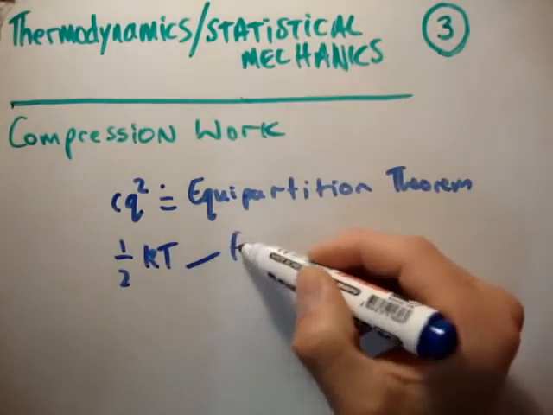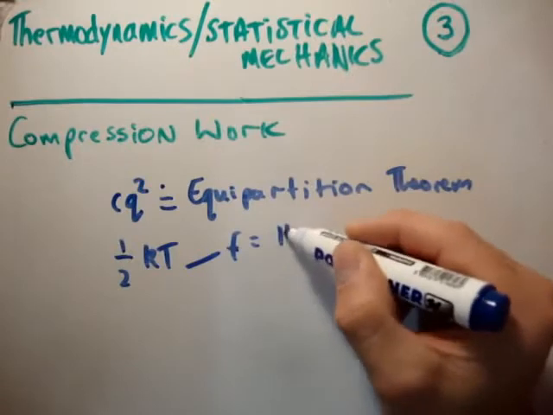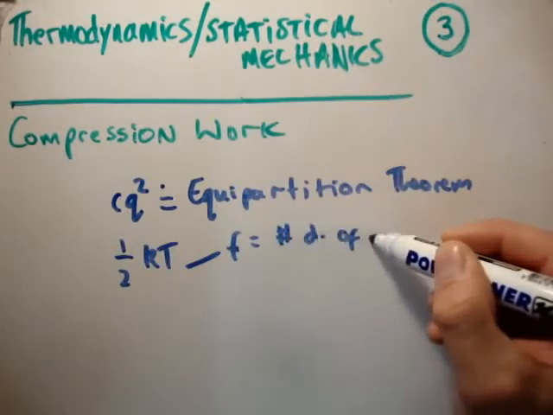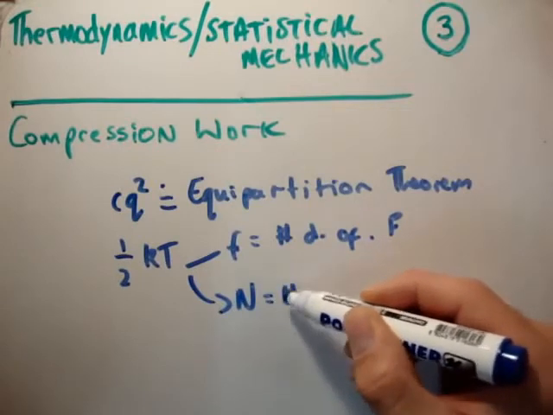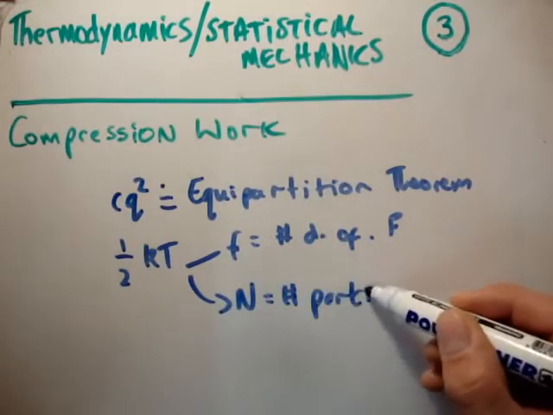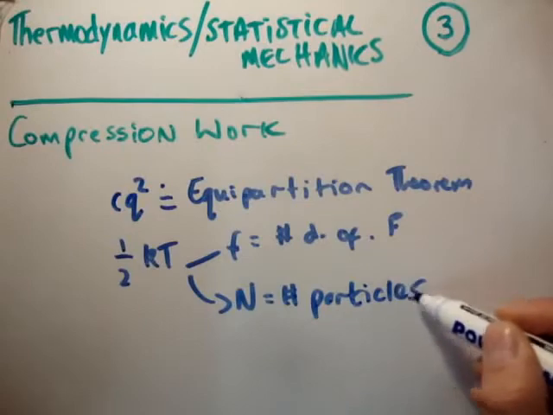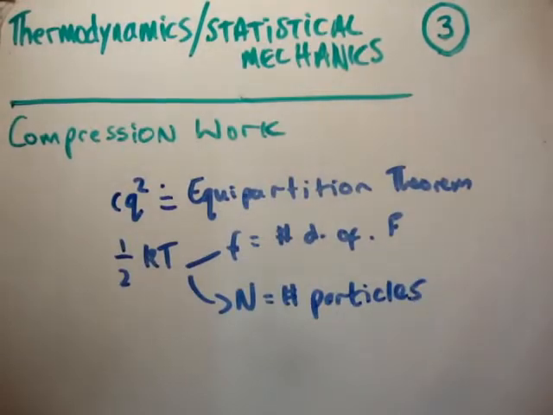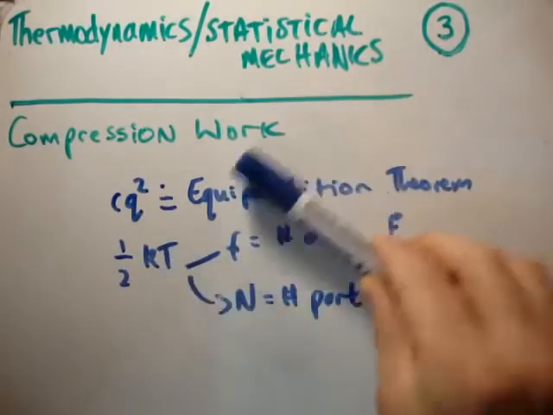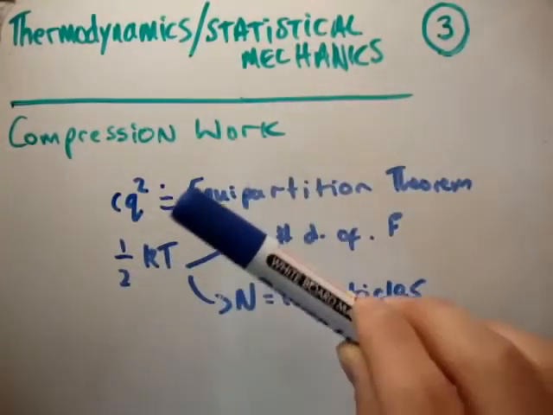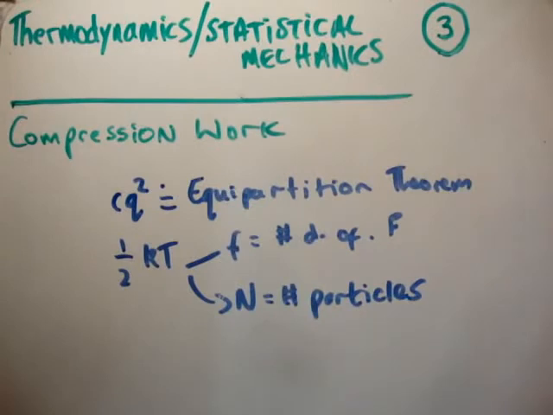So we say F is equal to the number of degrees of freedom, and we say that N is the number of particles. So what is a degree of freedom? Well, I'm not going to really go into much detail here, but a degree of freedom could be rotational, like that. It could be translational, or vibrational. Usually, they're the 3 types of degrees of freedom we usually talk about.